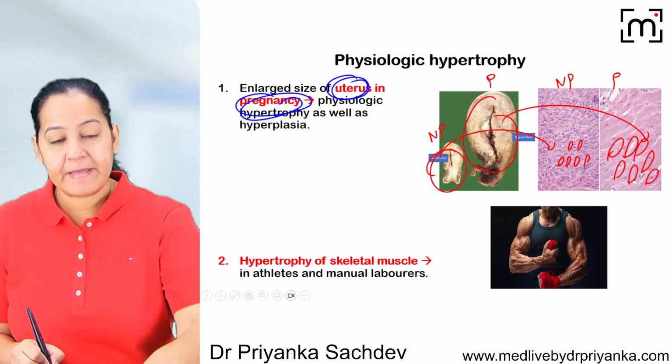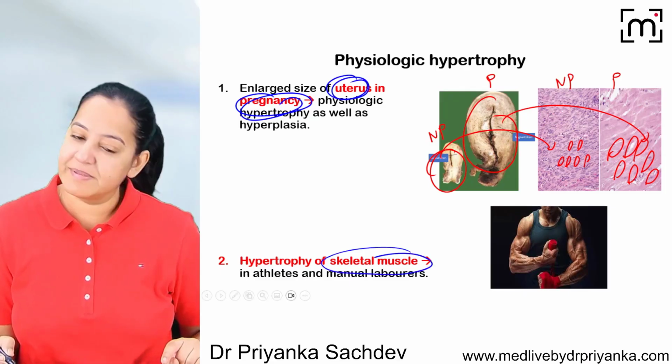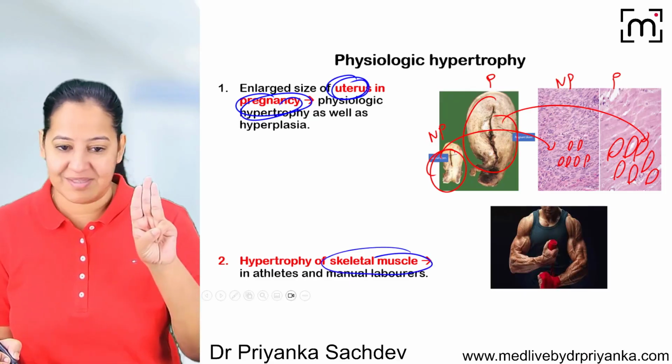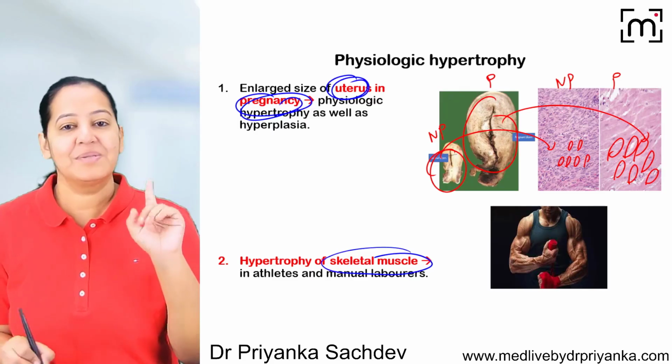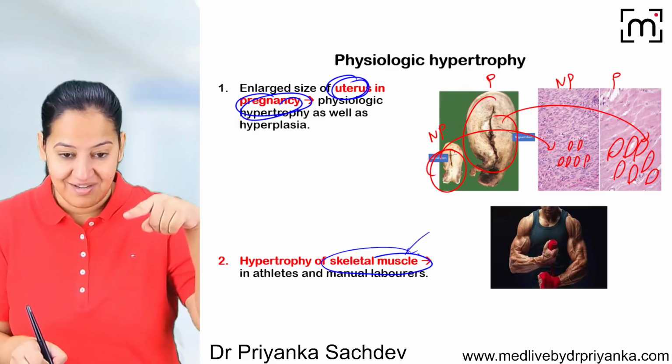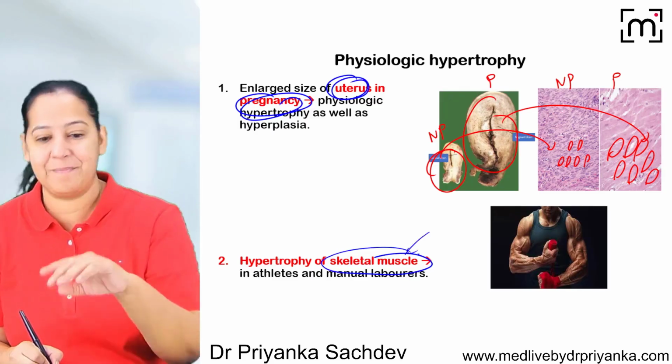The second example is skeletal muscle. How many types of muscles are there in the human body? There are three types of muscles: skeletal muscle, cardiac muscle, and smooth muscle. Skeletal muscle comes under physiological hypertrophy, and the remaining two muscles will come under pathological.